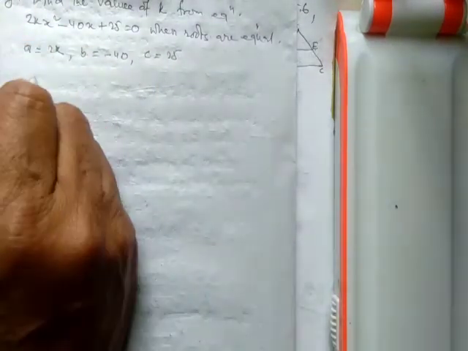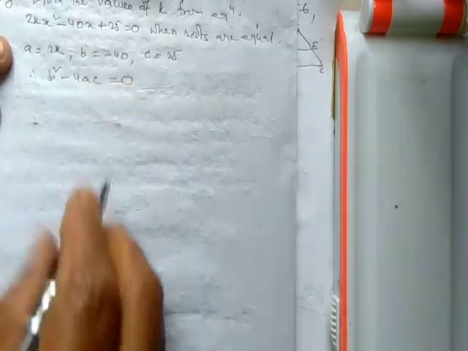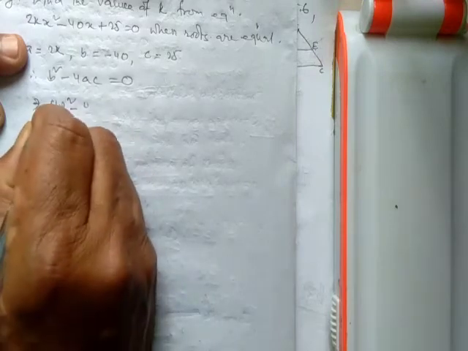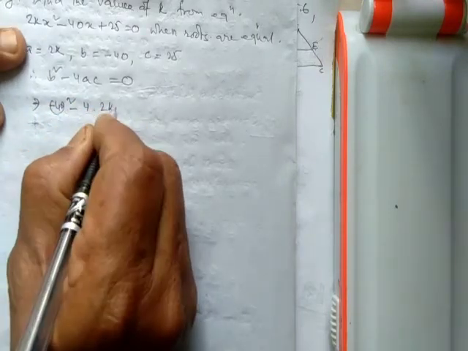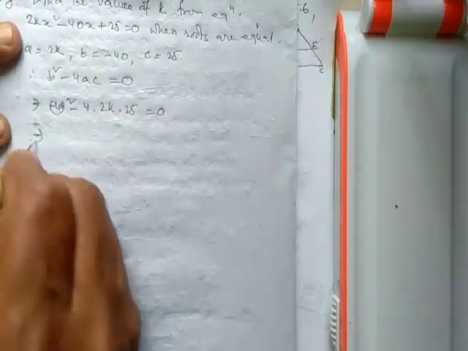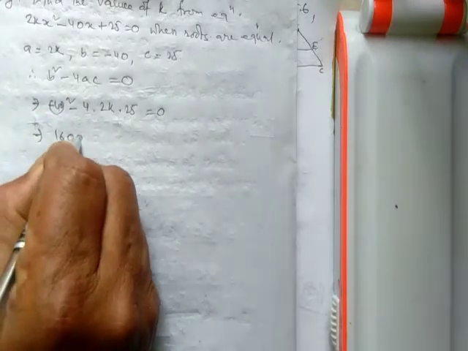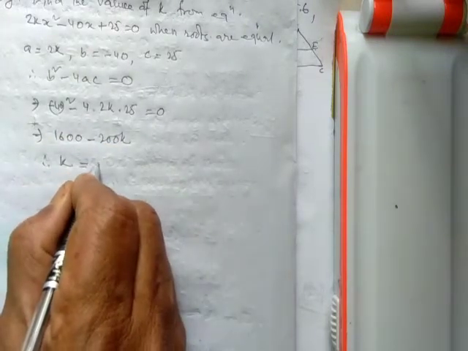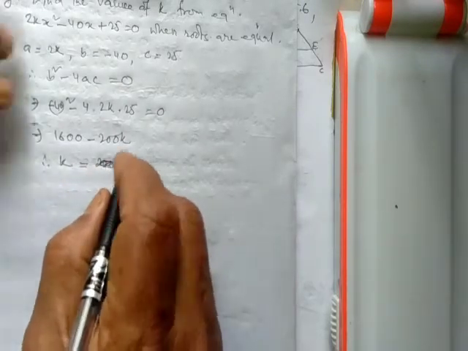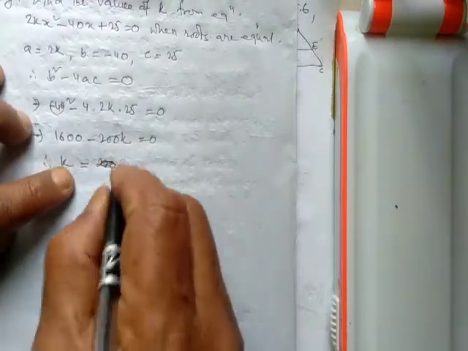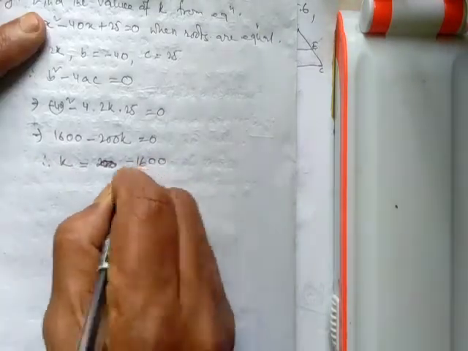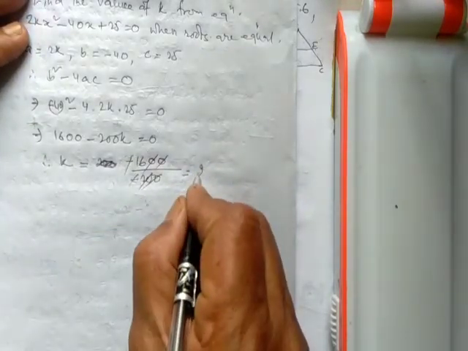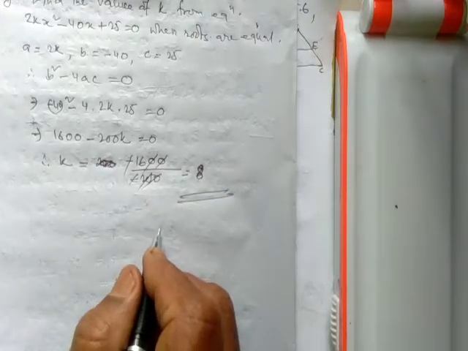Since the roots are equal, therefore b square minus 4ac is equal to 0. This is the condition. This implies minus 40 whole square minus 4 into a into c is equal to 0. This implies 1600 minus 200k is equal to 0. Therefore 200k is equal to 1600, k is equal to 1600 by 200 is equal to 8. So the value of k is 8.